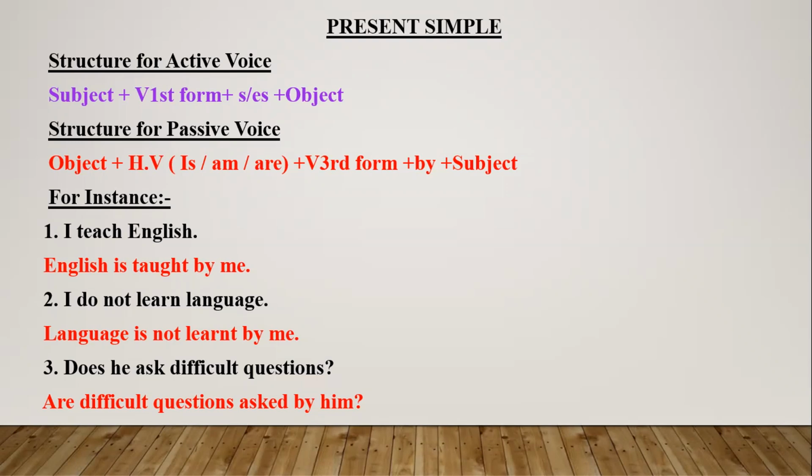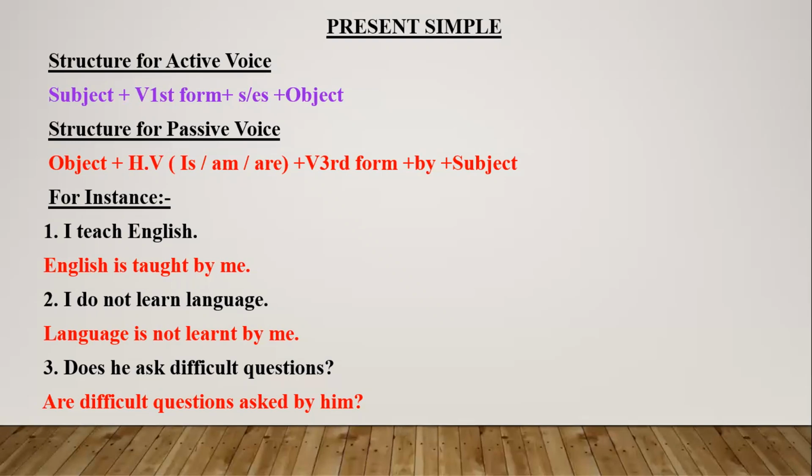So I have already mentioned two structures, one for active voice and second for passive voice. In present simple, we use subject. After subject, we use first form of the verb, and if your subject is he, she, it, then we use sometimes s or es, and we need an object. It depends on the sentence. So how can we convert this structure of active voice into passive voice?